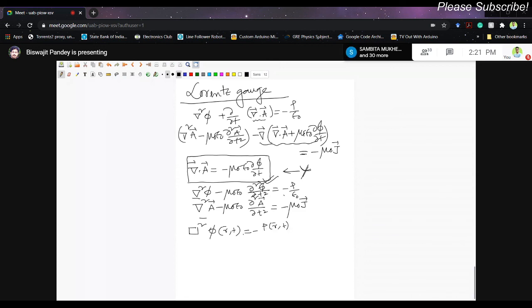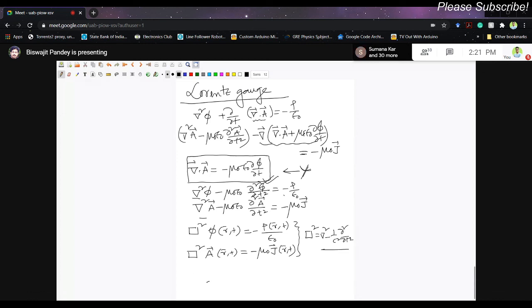I'm writing r,t because now we do not have many terms, so I'm just writing that. It was r,t also earlier. And box square of A (r,t) equal to minus mu 0 J (r,t). If you remember, I have already written this equation in terms of mu nu, right? What was that equation? Here box square is just this, minus 1 by c square. This is box square, right?